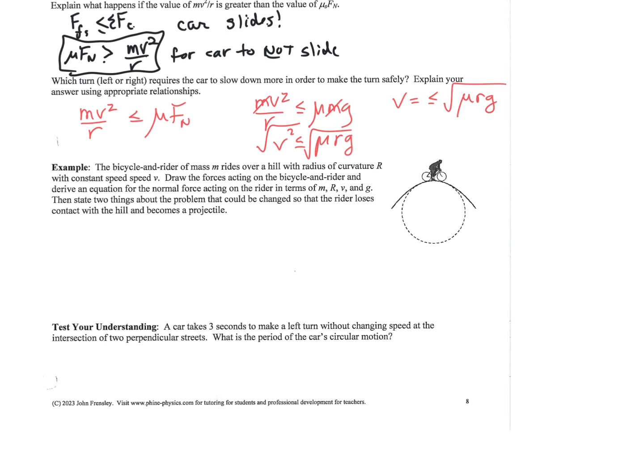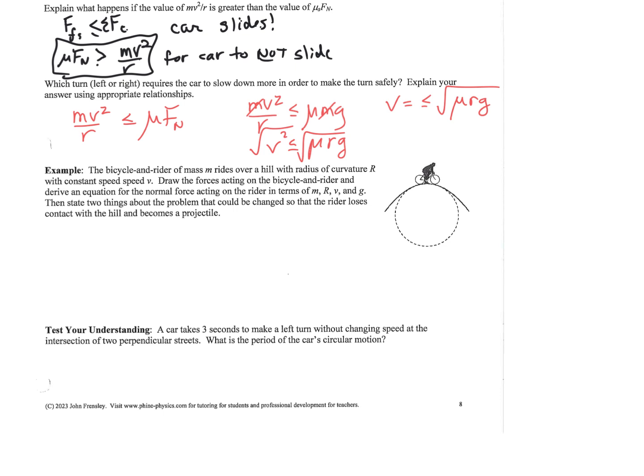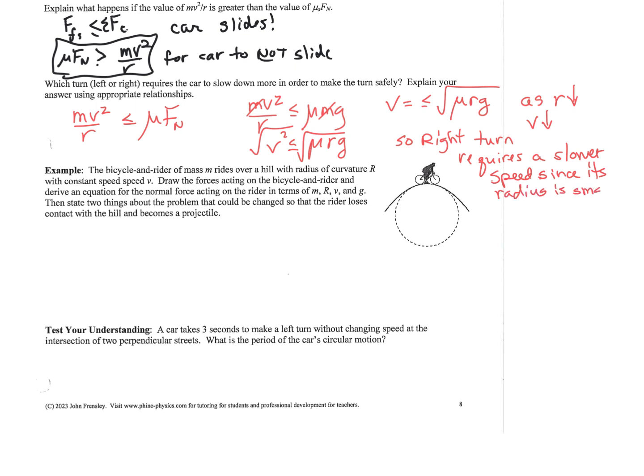So for v to be safe, what has to happen? Well, if r is smaller, look at the relationship. It's direct, isn't it? As r goes down, v goes down. In other words, that's a tighter turn, isn't it? It makes sense if you think about it. The tighter turn would require you to slow down more. So the right turn requires slowing down more, since its radius is smaller.